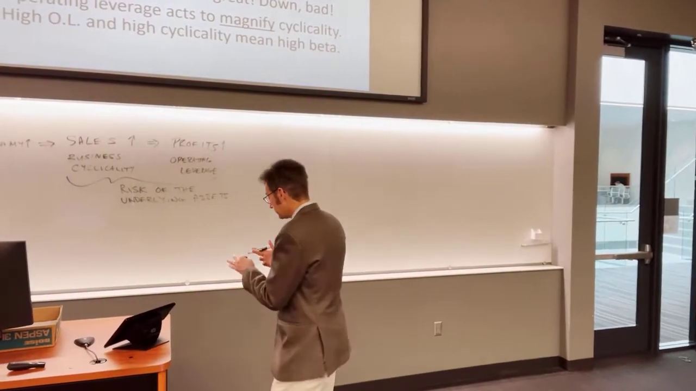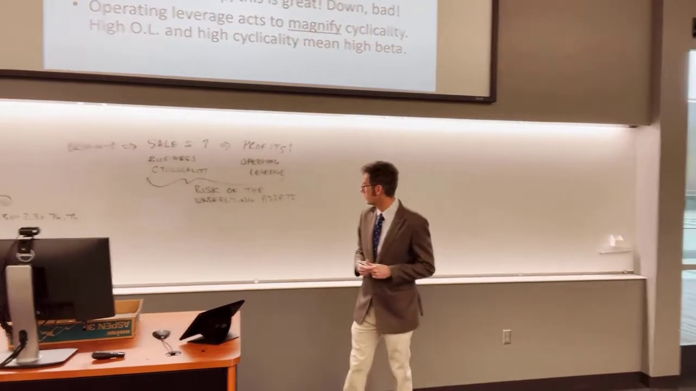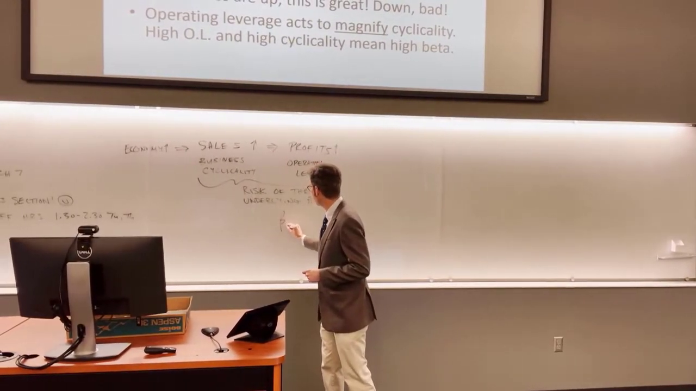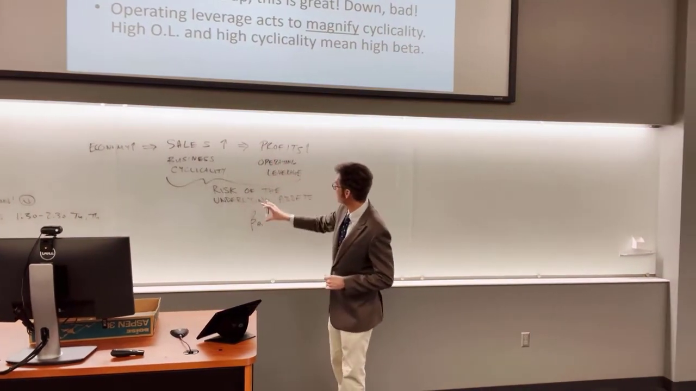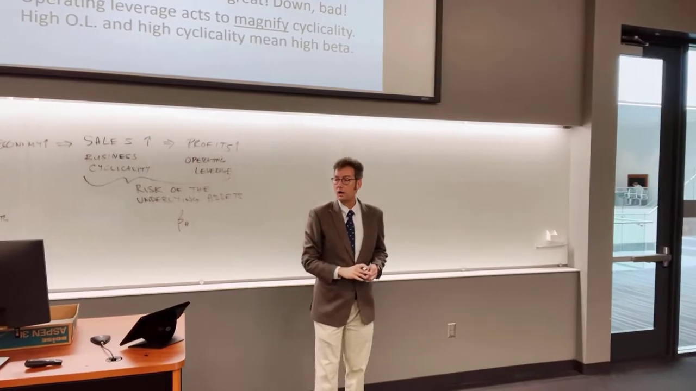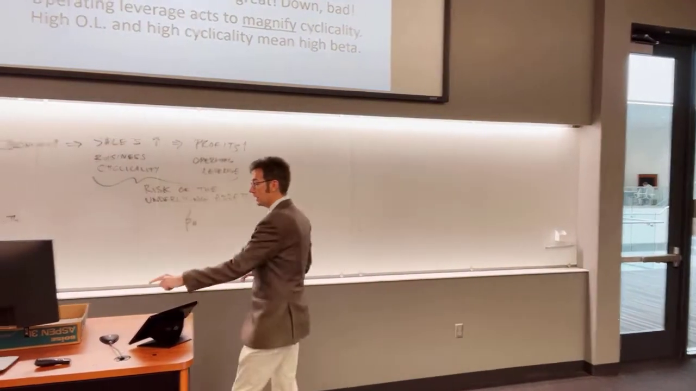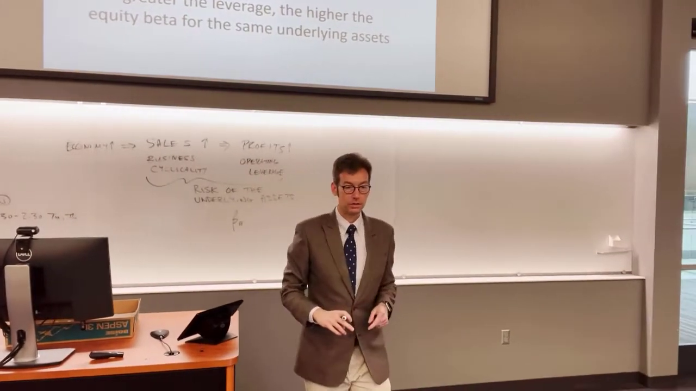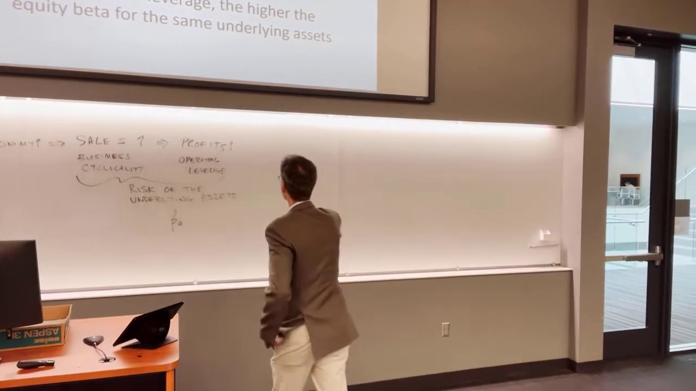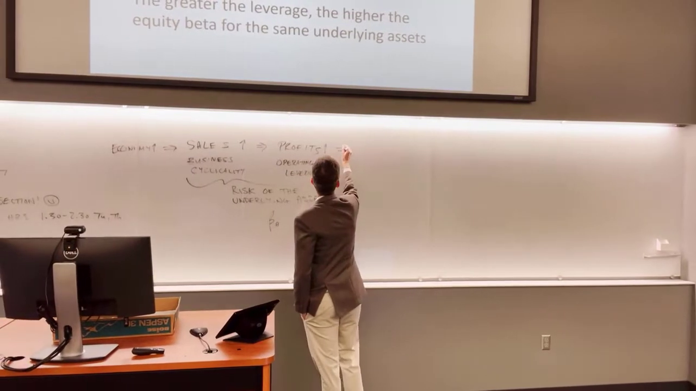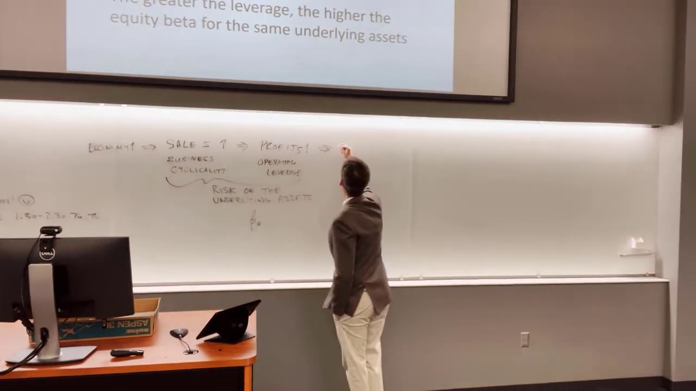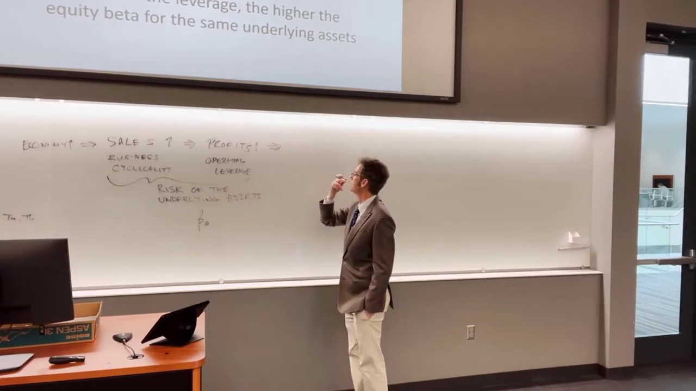Now, you might think that's the end of the story. And we're going to see that that is a form of beta. It's the beta of the assets is all determined by these 2 things. But now we're going to look at one more thing, and it's called financial leverage.